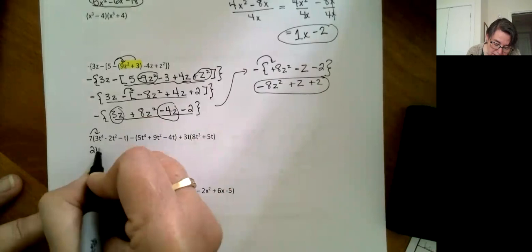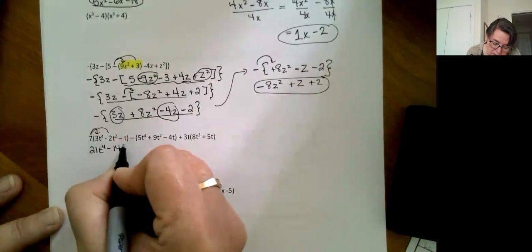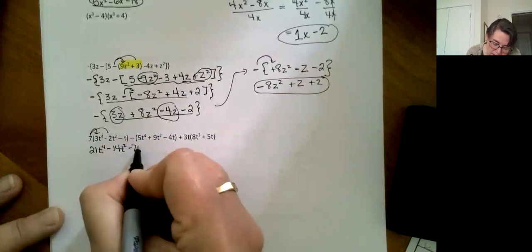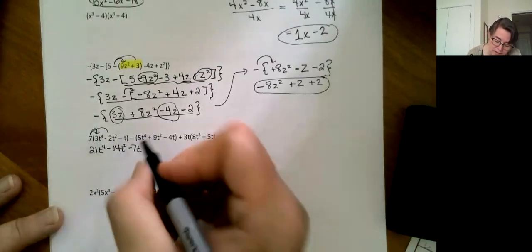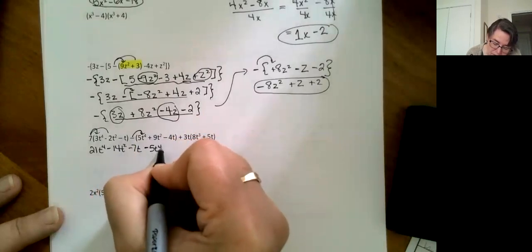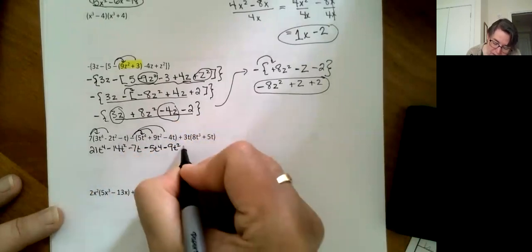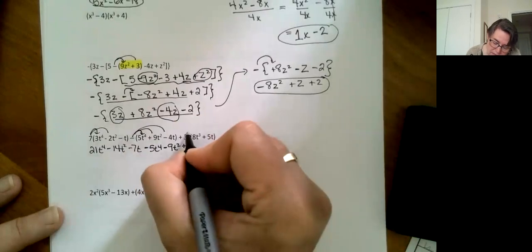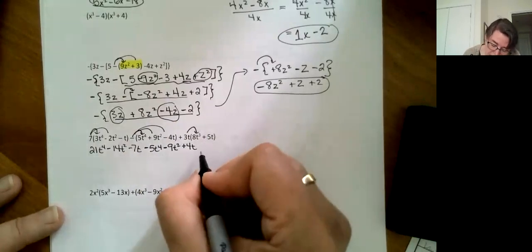Distributing 21t to the 4th minus 14t squared minus 7t. You can see by the amount of room I left myself, I kind of messed up, and I'm going to do more than one step at the same time. So distribute there. Here, I'm going to distribute my negatives. So minus 5t to the 4th minus 9t squared plus 4t. And essentially this whole first step is distributing and getting rid of brackets.